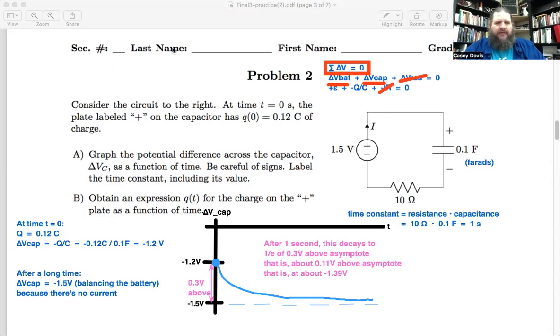So if we mark that on the graph as well, let's put a mark at negative 1.39, which will be about here. I'm just estimating here. We'll probably want a more accurate graph if you have some graph paper available.